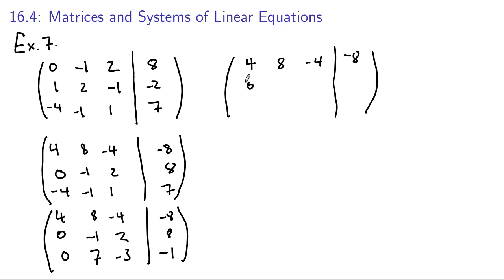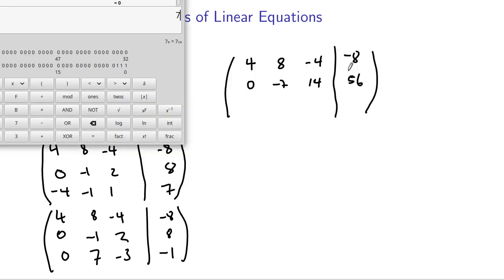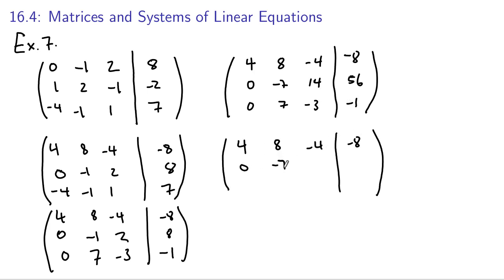Okay, so I'm going to take the second row and multiply by 7. Minus 7, 14, and 7 times 8 is 56, or is it 50? Let's make sure of that. I'm pretty sure that's right, but multiplication tables were a long time ago for me. Yay, I still remember my multiplication tables. 56. Then we have this bottom row, 0, 7, minus 3, minus 1. Now let's add those two rows to eliminate the 7 in the bottom row, and that'll give us an augmented matrix in echelon form.